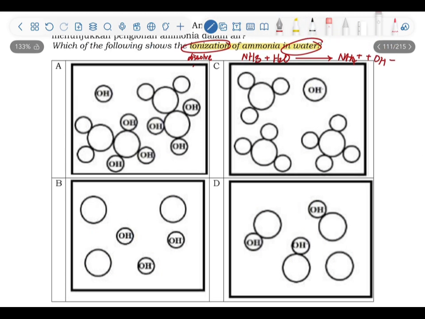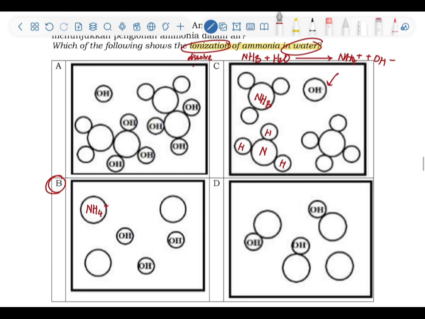So we observe that this is a big circle and we have the hydroxide ion. So this big white circle is actually the ammonium ion. So the answer is B. For C, this is still the NH3 molecule because this big circle is N and then the three small circles are the H. So it makes sense, right? And then this is the hydroxide ion.